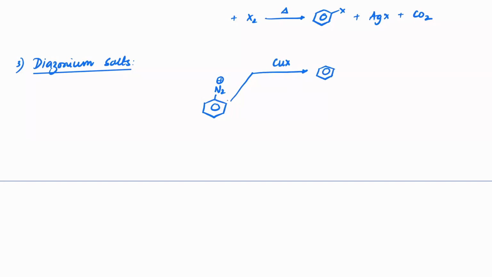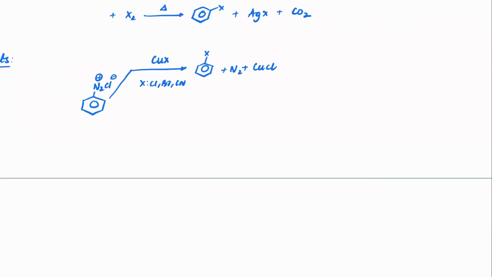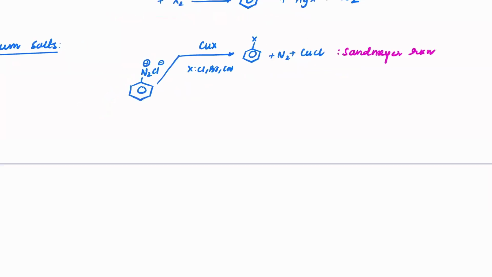So here we have Cl minus, benzene diazonium chloride. In that case, we will get this as Ar-X and N2 plus CuCl. This is the product formed. This X could be chlorine, bromine, or cyanide. And the name of the reaction is the Sandmeyer reaction. Correct. I'll give the mechanism. First, let me write down the entire terms here.